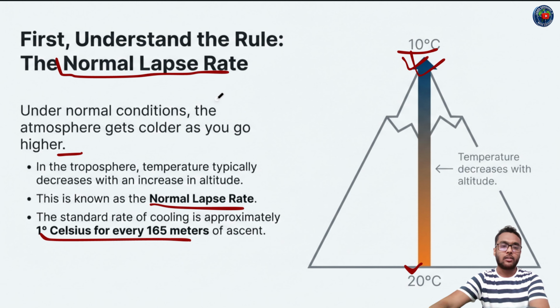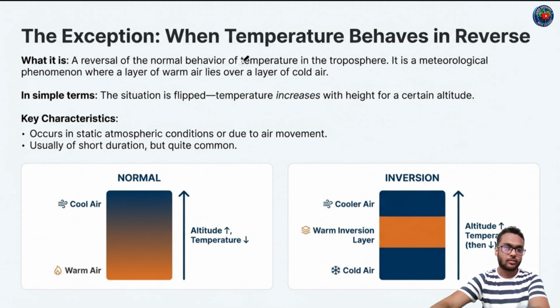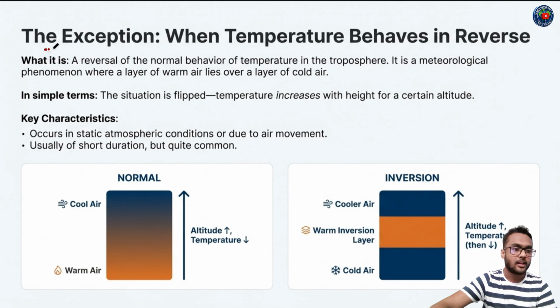Okay, now the opposite of this phenomenon is known as temperature inversion. Okay, the exception, what is it? A reversal of the normal behavior of temperature in the troposphere. It is a meteorological phenomenon where a layer of warm air lies over a layer of cold air.